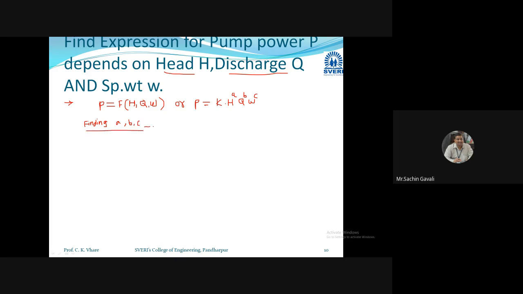Now power P. Power means what? Anybody? We write the MLT form of power. Power P is equal to, anybody? Power's unit is what?